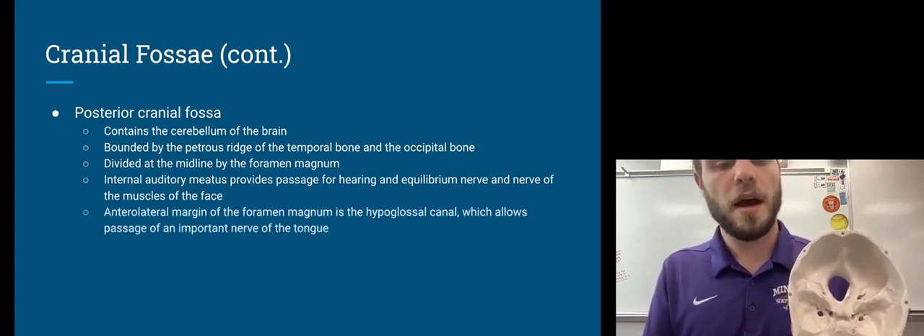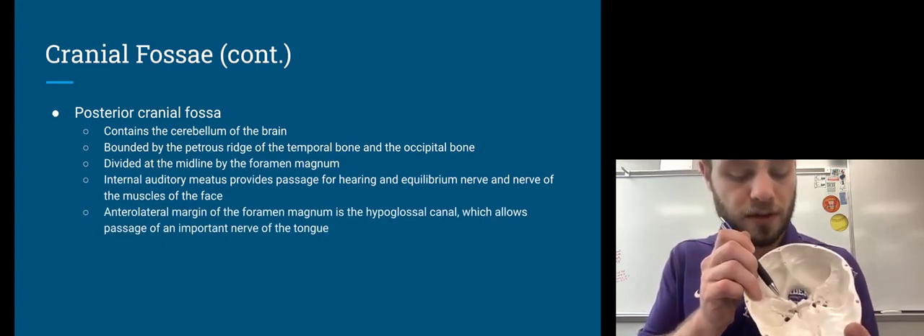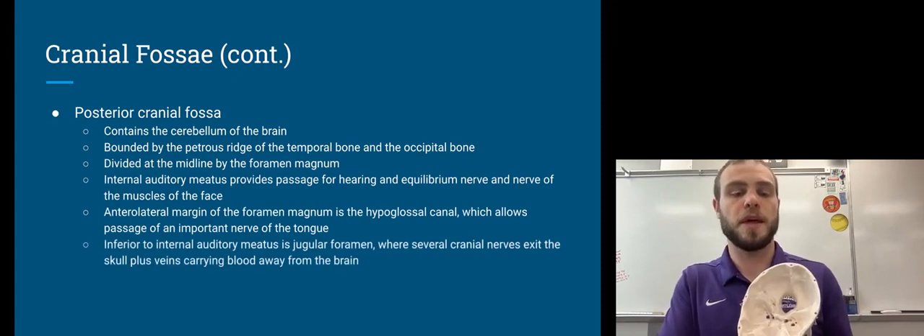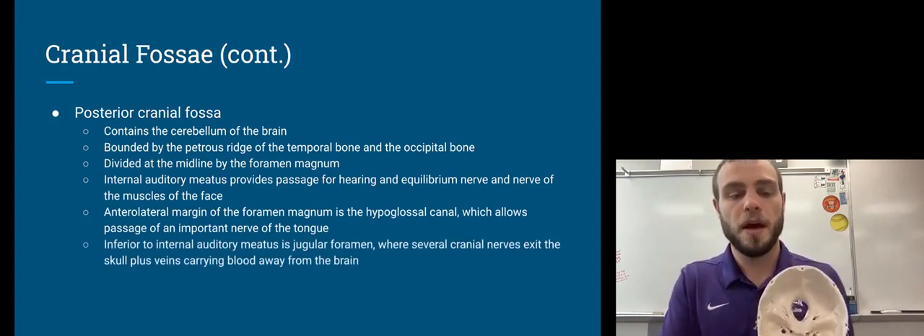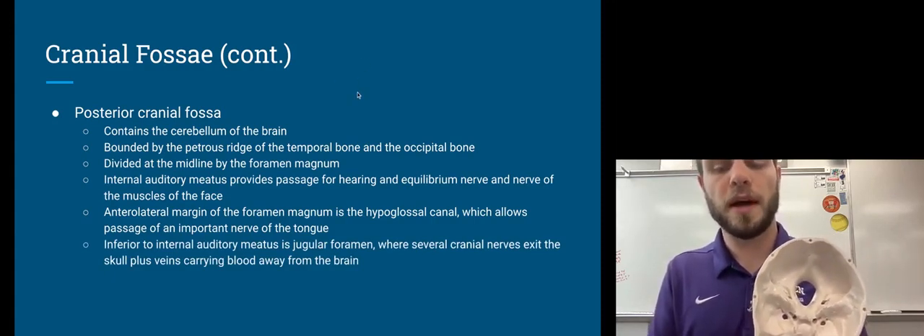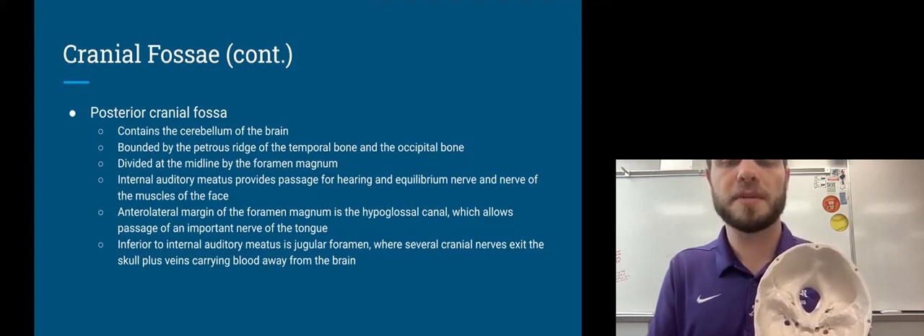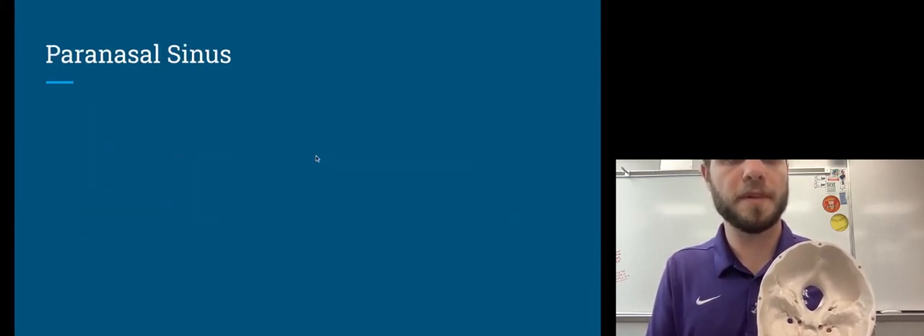the face. On the anterolateral margin of the foramen magnum is your hypoglossal canal. That's where the hypoglossal nerve is going to deal with parts of your tongue. And so that's an important nerve for your tongue. It's going to pass through there. And inferior to the internal auditory meatus is the jugular foramen, where you're going to have several cranial nerves exiting, plus some other things, veins that are carrying blood away from the brain.